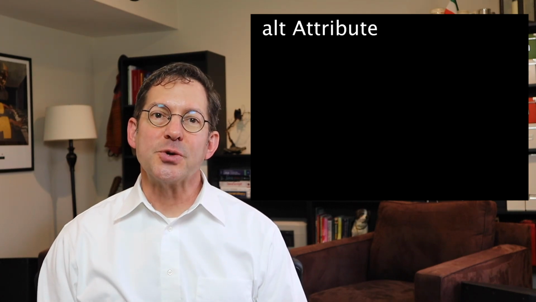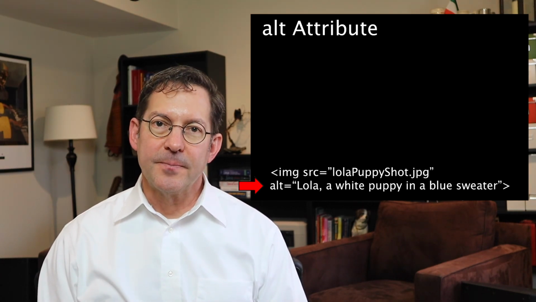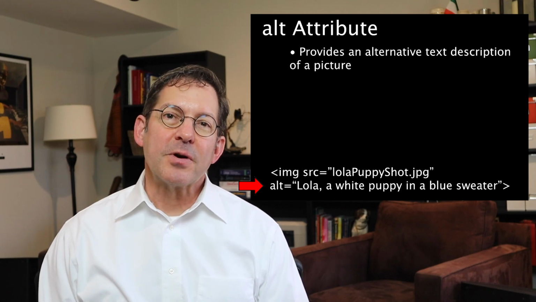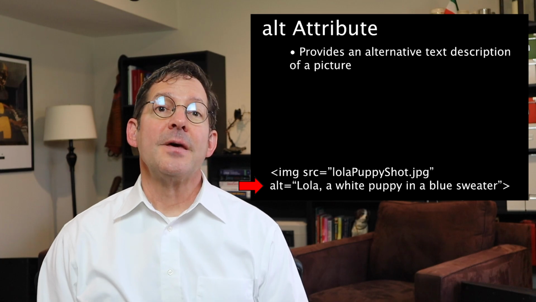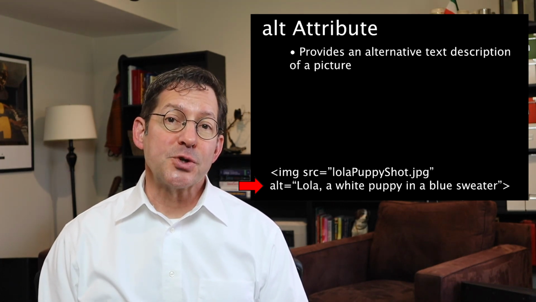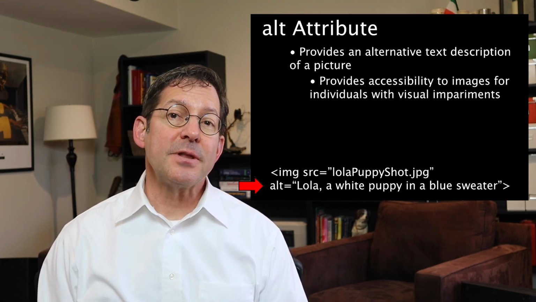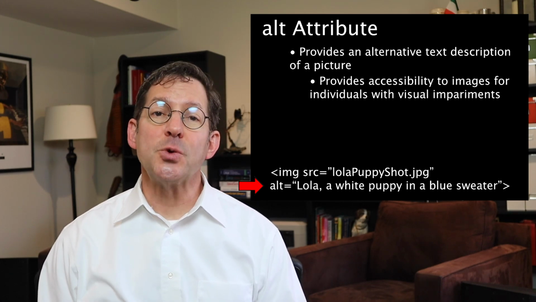Now I want to discuss another extremely important attribute called the alt attribute. This attribute provides an alternative text description of a picture. The main purpose of the alt attribute is to provide accessibility to images for people who have visual impairments.